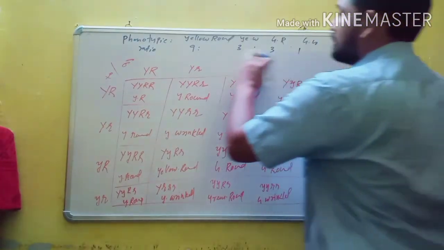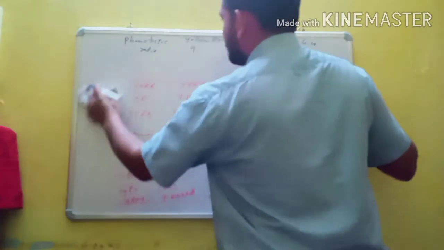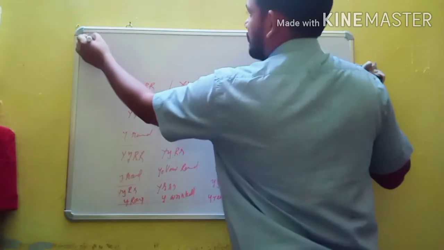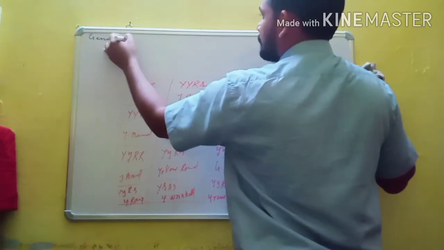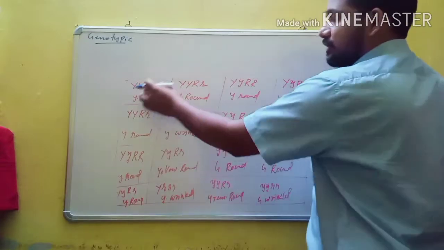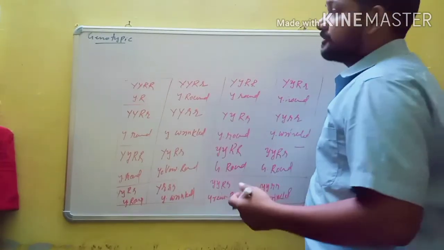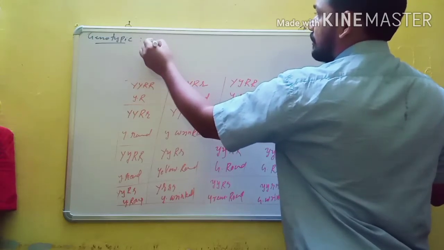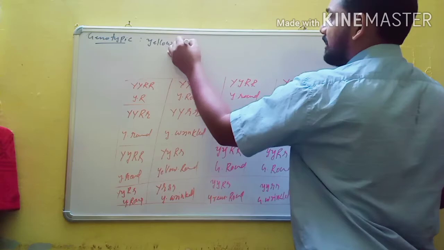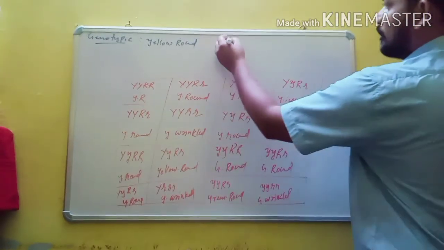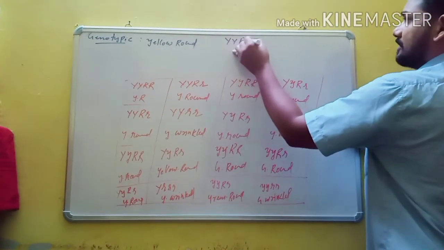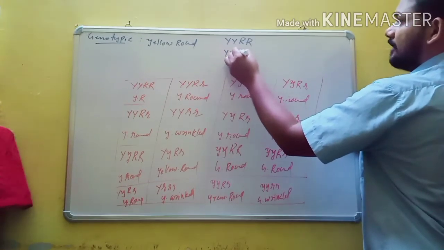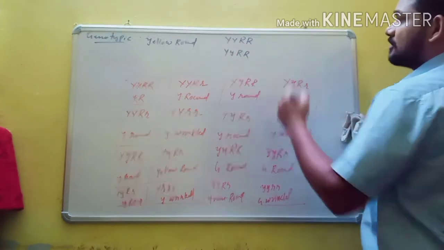And what is the genotypic ratio? So this is the genotypic ratio. Here the genotypic ratio means the combination of genes. First one is yellow round. How many yellow round are there? Capital Y, capital Y, capital R, capital R. This is yellow and round. Capital Y, small y, capital R, capital R. This is also yellow round.